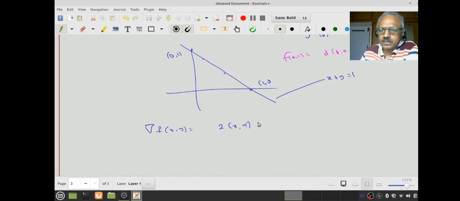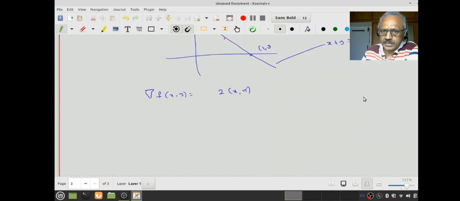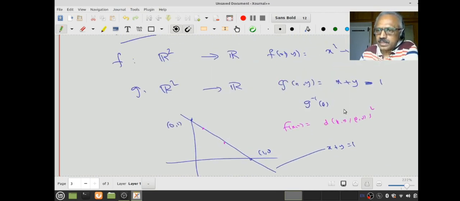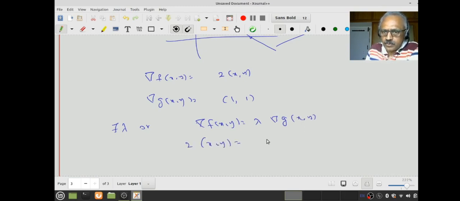Remember, g of (x, y) is x squared plus y squared. Therefore, its gradient is (2x, 2y). And what is the gradient of g at (x, y)? That is x plus y minus 1, right? Therefore, it is (1, 1). So, what do I want? I want to find a lambda so that the gradient of f at (x, y) equals lambda times the gradient of g. But this is 2 times (x, y), which should be equal to (lambda, lambda).